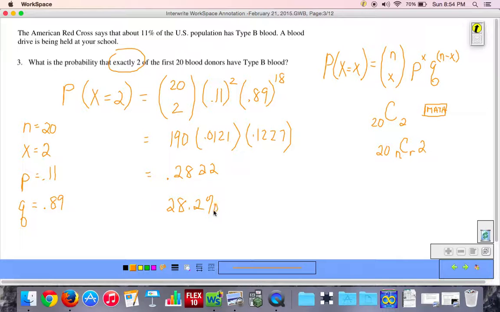28.2%. So again, 28.2% of the time, exactly 2 out of the 20 blood donors would have type B.